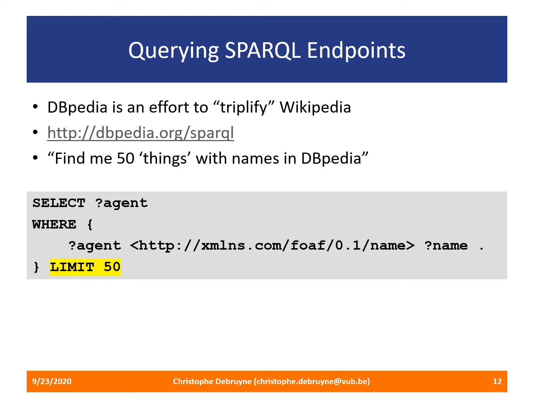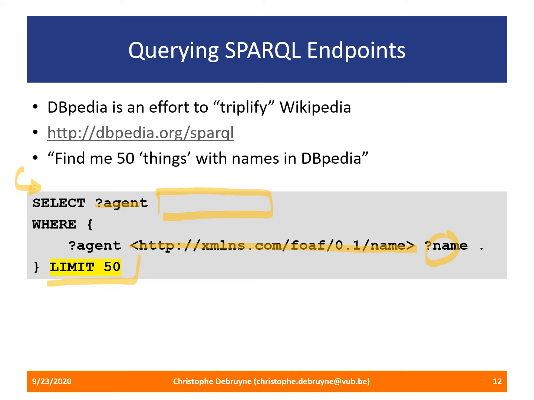Well, from now on, I will most of the time omit the namespace prefixes, even though I have provided the full URI of FOAF name here, but that's fine. So we're selecting agents. We're looking for things that have a name, and we're selecting things bound to the variable agent, and they must have a name. And notice that I'm not even using that name in the result set. So I'm looking for agents that have a name, and I limit the result set to 50.